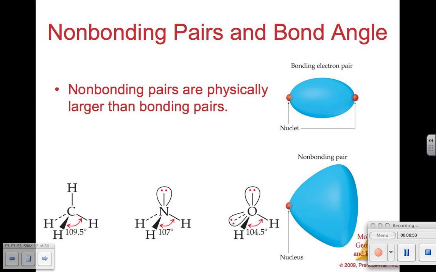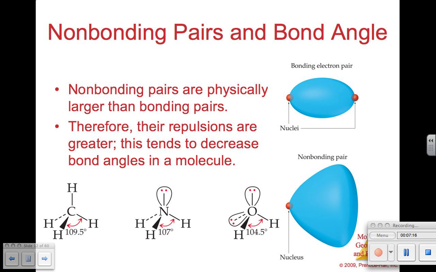So if you look at this diagram, between two nuclei, the bonding electrons have a more focused area where the electron pair will be, whereas a non-bonding pair has a broader area where it can be, and therefore greater repulsion to other electrons in bonding pairs. And that's kind of what I said.